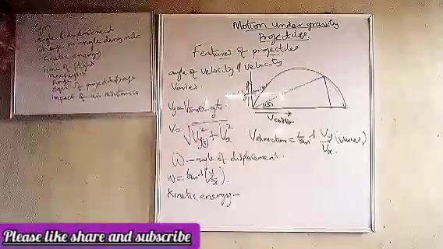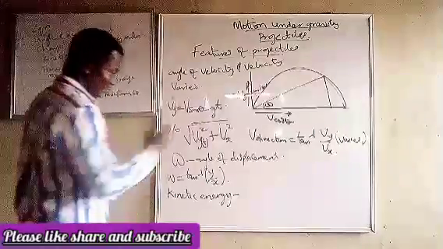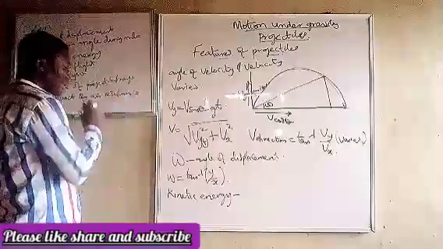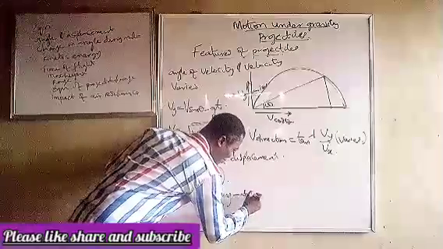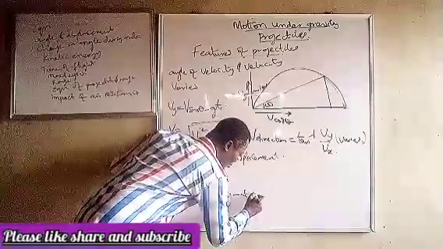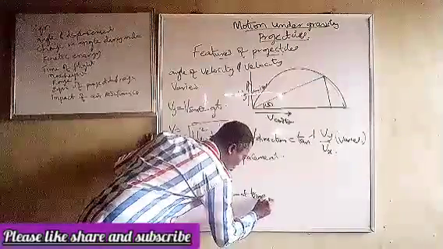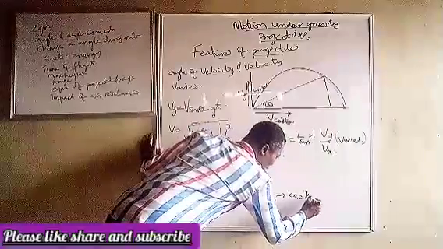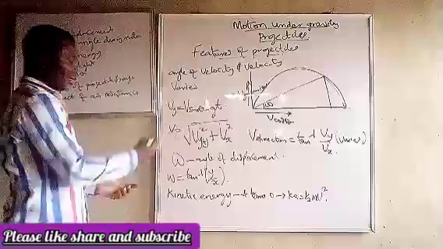Kinetic energy changes. Why? Because as it is going up, it will be losing some, converting some kinetic energy to potential energy. So when it starts at the beginning, KE will be equal to half v squared. The angle does not come into play here.